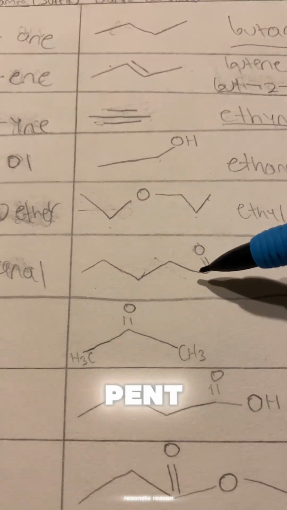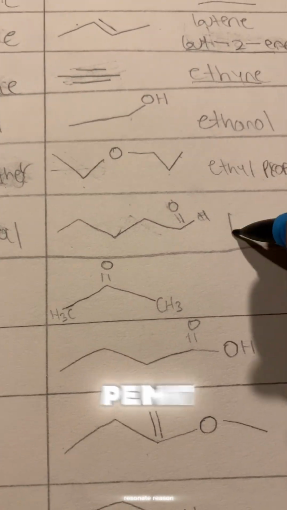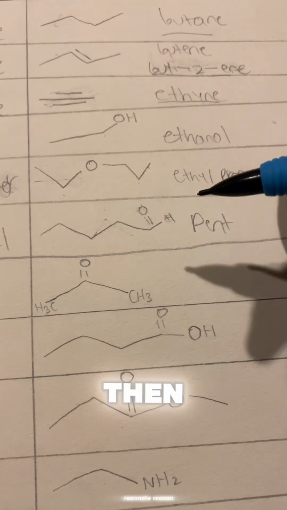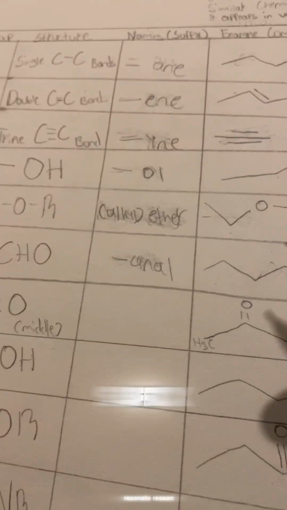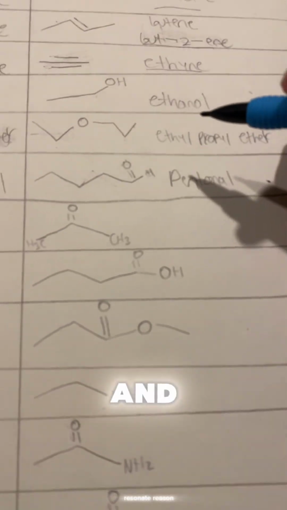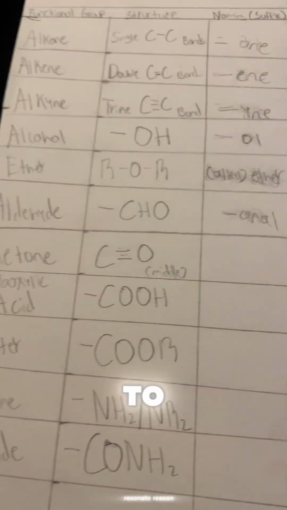The prefix for 5 is pent. So that's going to be pent. And then we know we have an aldehyde right here, the double bond of oxygen, a single bond of hydrogen. So we're just going to add our suffix -anol, and we're going to get pentanol. So let's move on to our next functional group.